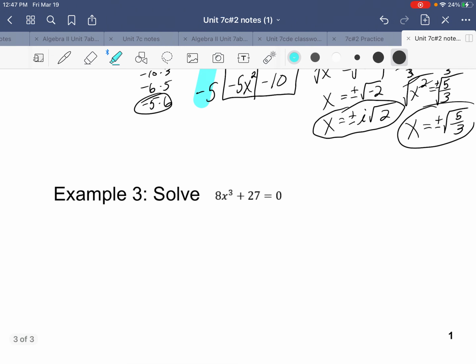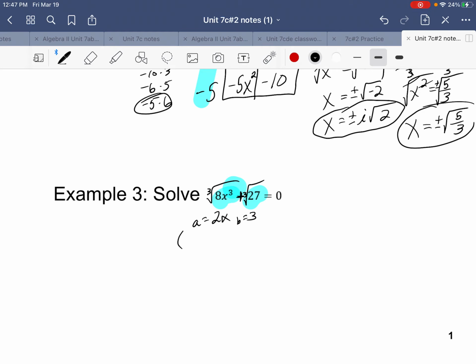All right, example 3. It's a binomial. Set up as a binomial right away, 2 terms. And it's cubic. So that means we're going to do sum and difference of cubes. Well, this is going to be sum of cubes because it's plus. So we're going to cube root the first term, you get 2x. Cube root the second term, you get 3. There's your a, there's your b.